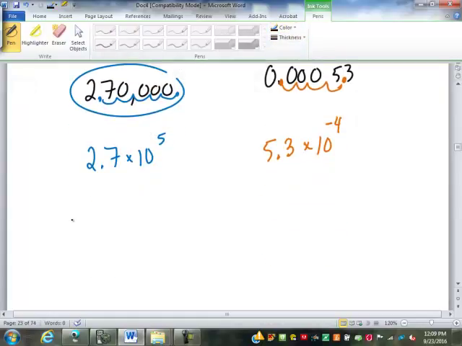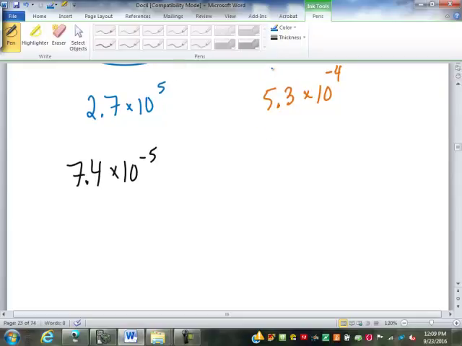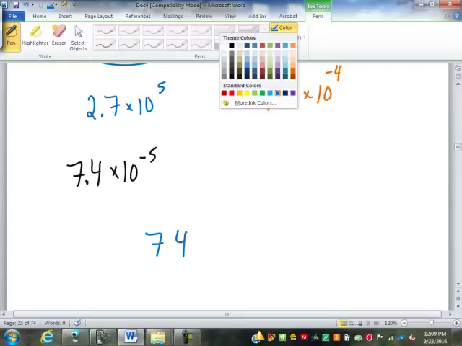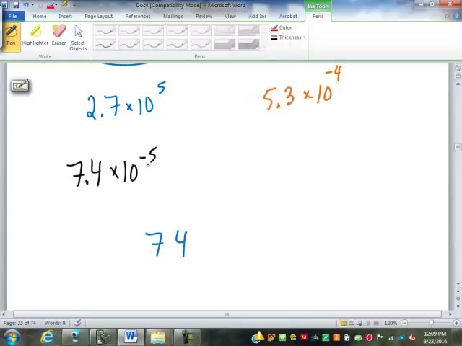So if I have 7.4 times 10 to the negative 5. First of all, I know, is this going to be a big number or a small number? Small number. So 7.4, I'm going to have zeros in front of it here most likely. How many places does my decimal point have to move? 5 places to make it smaller.